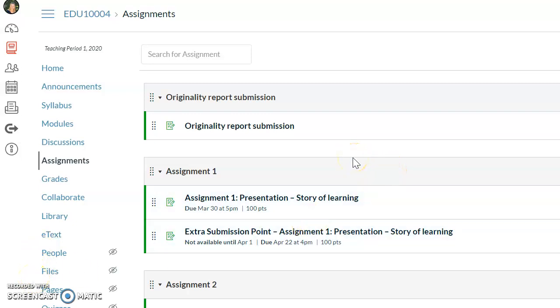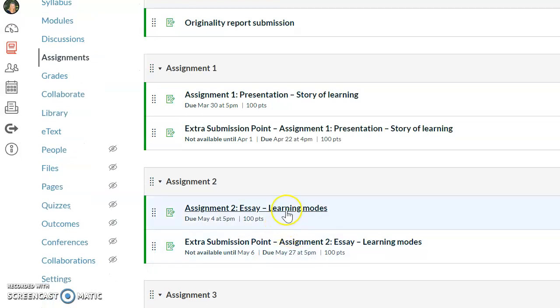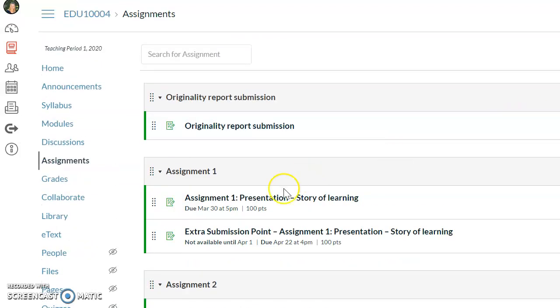Okay, here we go. So in EDU 10,004, we've got 3 assignments. We've got number 1, which is a presentation, story of learning. Number 2, we have an assignment, which is our essay on learning modes. And our third one is our case study. So let's take a little look at assignment 1 at the moment together.